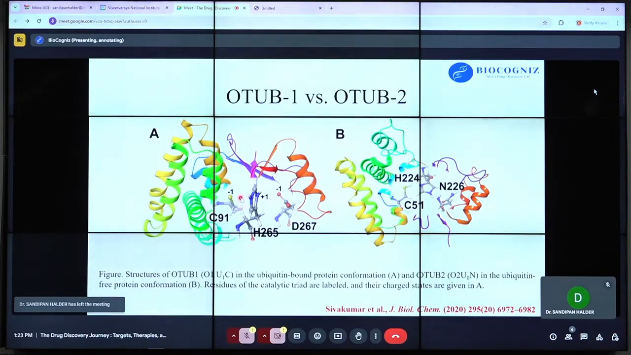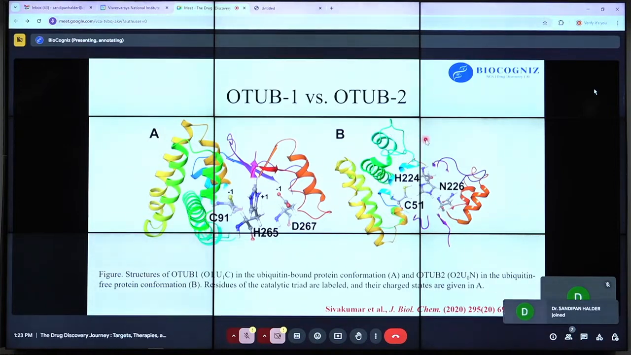You can see in the OTB1, it is in the ubiquitin bound protein conformation, and in the charged state it is the active conformer. Whereas in the case of OTB2, it is ubiquitin free, right? It's ubiquitin free, and it's in the neutral state. Right, neutral state, it is the active conformation.